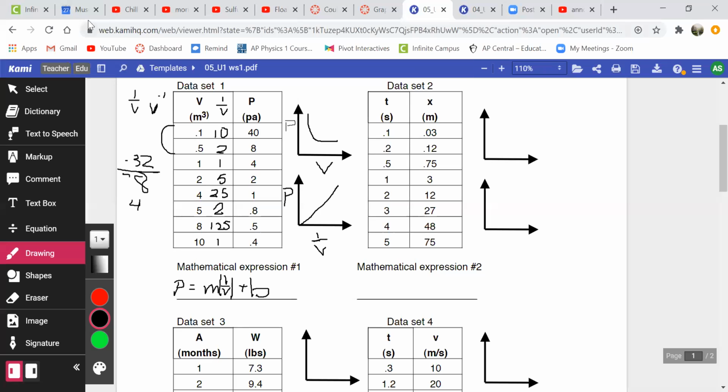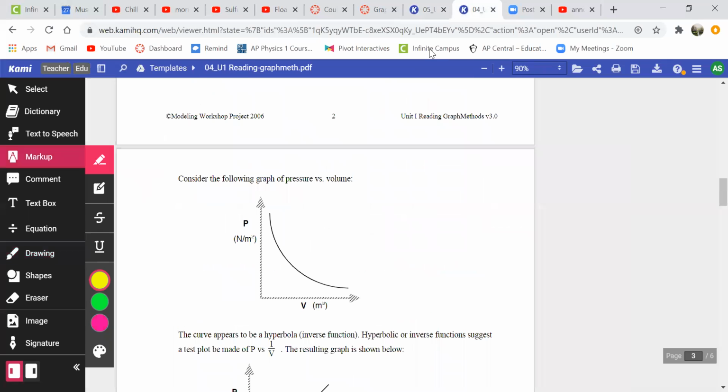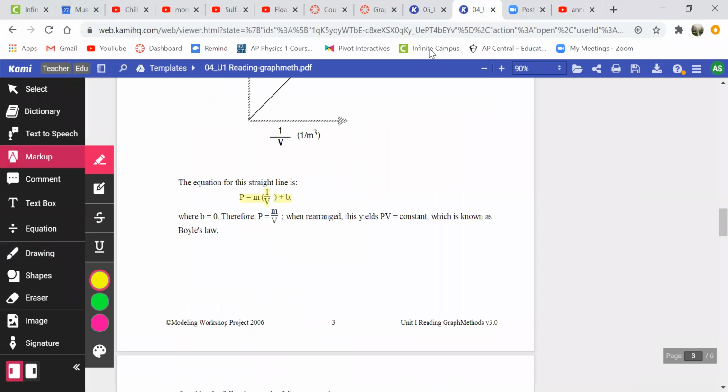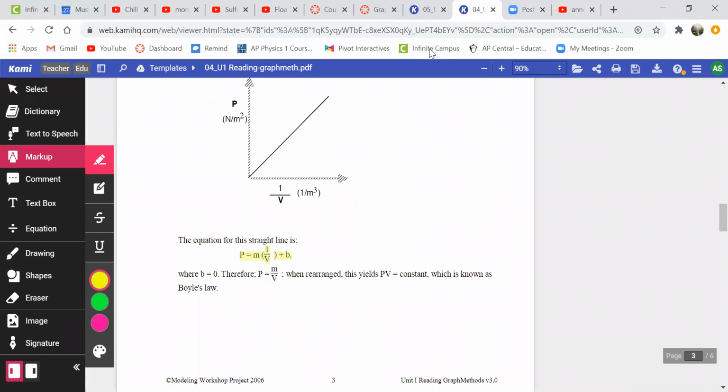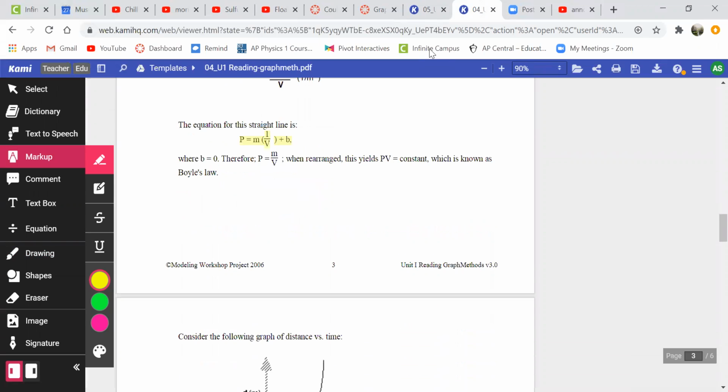All right, now let's look at the next thing. I'm going to spend the rest of the time kind of breezing through this so we can make sure to have plenty of time. This is exactly what we just saw, that P is equal to m times 1 over V plus b, where b is equal to 0, so P is equal to m over V. When rearranged, and the mass is constant, PV is equal to a constant, that the product of pressure and volume is equal to a constant, which is known as Boyle's law. So this is actually how you determine that fact in Boyle's law.